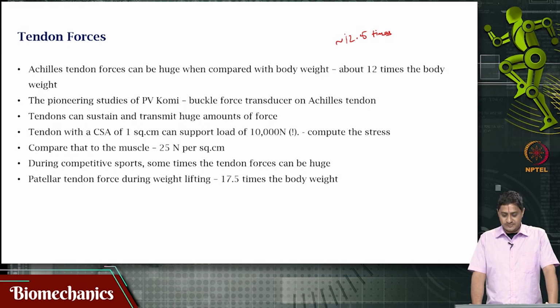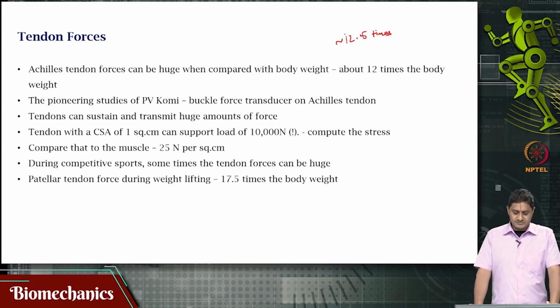A very large load. Suppose now, discussing this case of P.V. Komi, 12.5 times the body weight. Let us assume his body weight was about 800 newtons, a little more than 80 kg. So, 12.5 times, that is about 10,000 newtons. And he is jumping or performing some explosive force action, the force might even increase more, but that is not what we are discussing. The load on the Achilles tendon, which might have a slightly smaller area than 1 square centimeter, the stress on that will be huge, right.